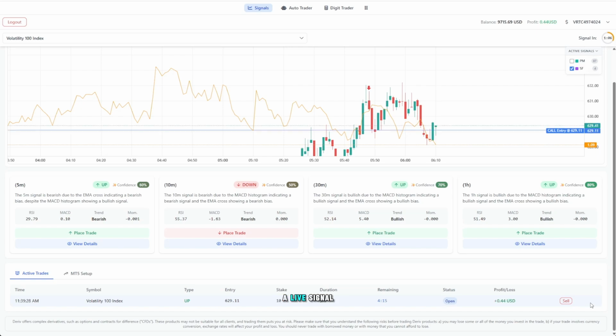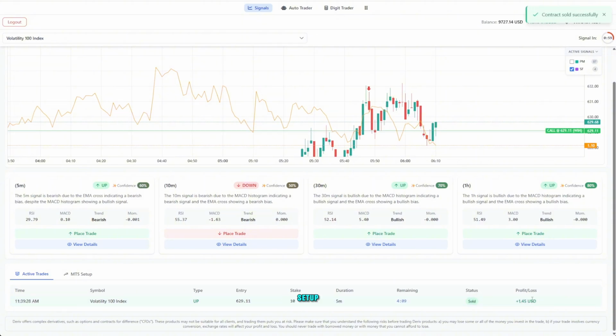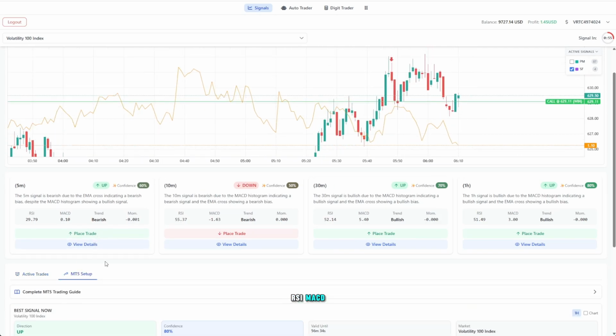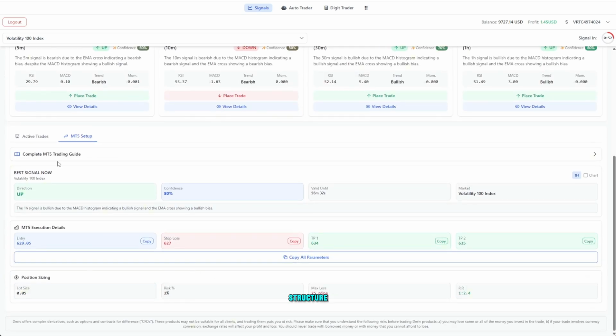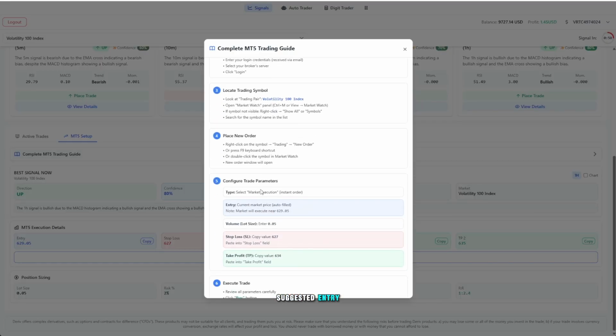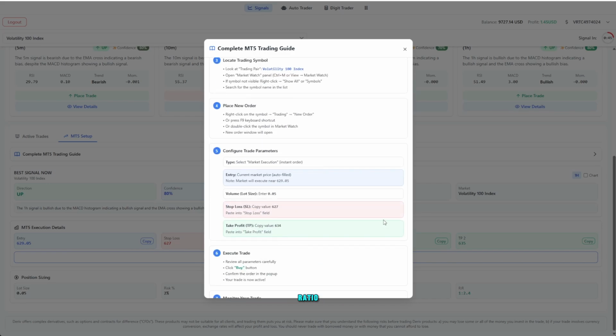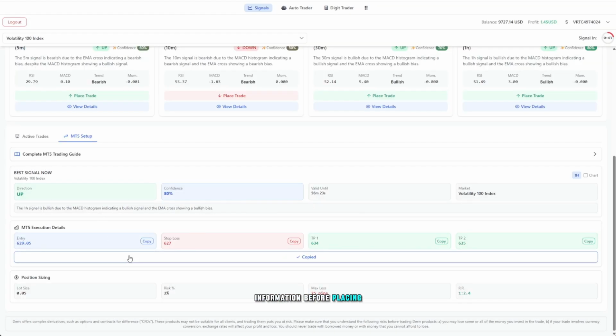Now let's analyze a live signal. Click View Details on a 5-minute signal. This opens a full AI explanation of the trade setup. NextRader explains the signal using RSI, MACD, EMA, and market structure. You'll also see suggested entry, stop loss, take profit levels, and risk to reward ratio. Always review this information before placing a trade.